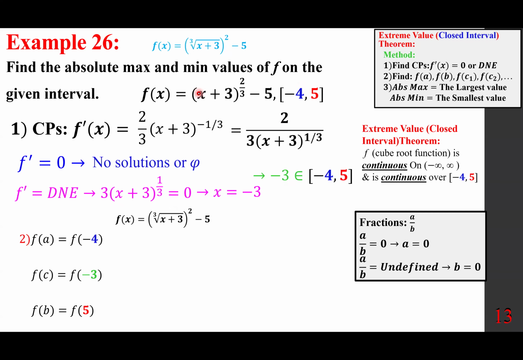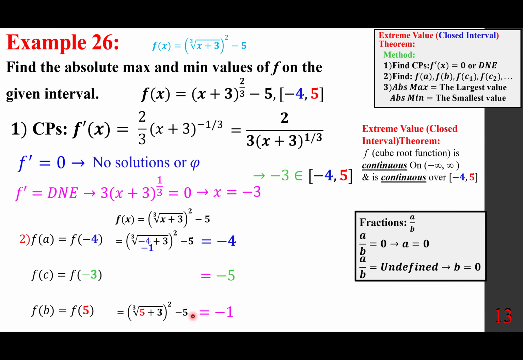So here's f of x, and we are going to put in those three numbers one by one. So if I put negative 4 here, negative 4 plus 3, as you know, is negative 1. Cube root of negative 1 is negative 1. Squared is positive 1, minus 5 is negative 4. Negative 3, when I put it here, take a look. When I put it here, this goes to 0, just minus 5. What about 5? If I put 5 here, I hope you see 5 plus 3 is 8. Cube root is 2. 2 squared is 4. Minus 5 is negative 1.